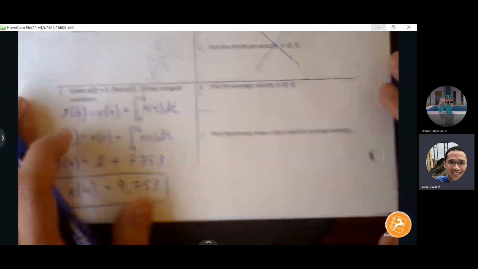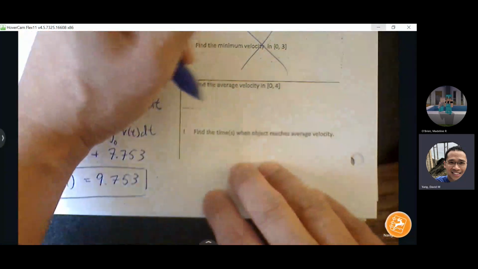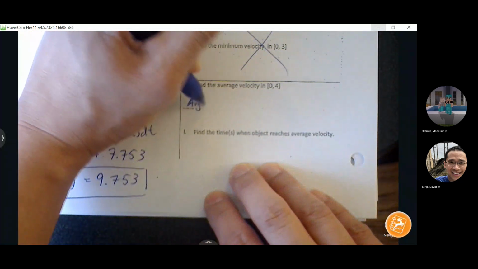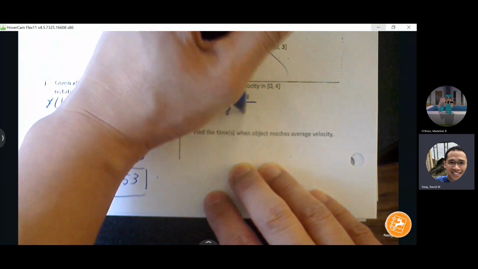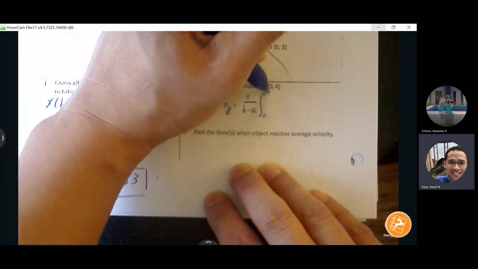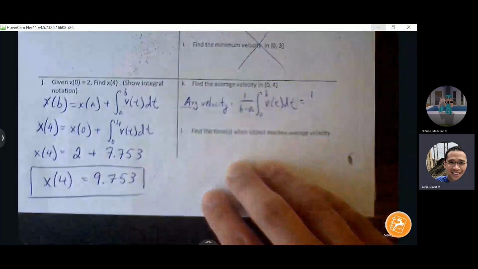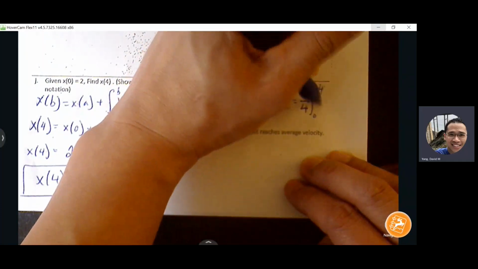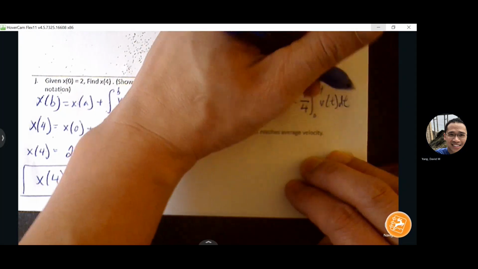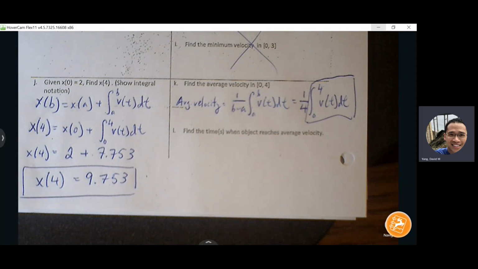Okay, part K, find the average velocity. So we have a formula for that. This is the average value theorem. So we can reuse a lot of information here. So 1 over b minus a, integral from a to b of v of t. My a and b values are 0 and 4. So 1 over 4 minus 0, from 0 to 4 of v of t dt. Now we already have this part, right? We already solved that. So we can just replace that with 7.753 divided by 4, and that's our average velocity.